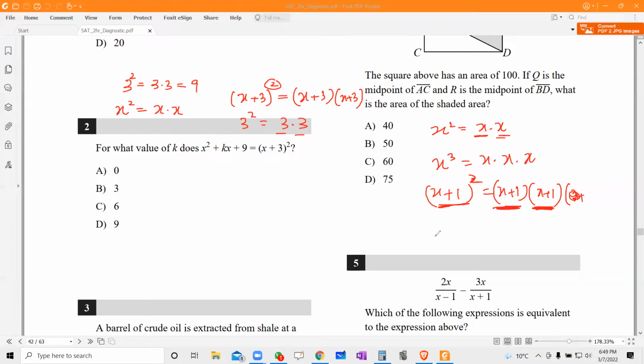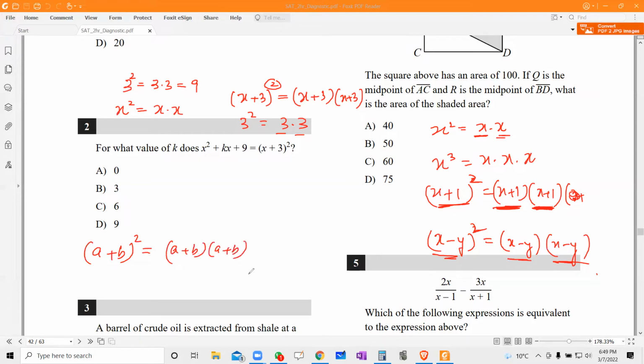Yeah, I get it. So what will be x minus y whole squared? It'll be x minus y times x minus y, because it's multiplied 2 times. Square means it's multiplied with itself. And what will be a plus b whole squared? It's a plus b, a plus b. Exactly, a plus b times a plus b.